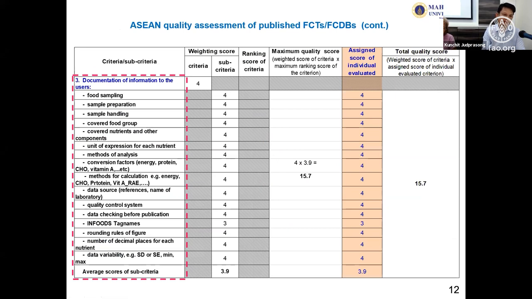Criteria number 3 is about the documentation of the information to the user. There are also several sub-criteria here, starting from food sample preparation and nutrient, unit of expression. I think all of this information is very important, so we will provide a score of 4 for each sub-criteria.